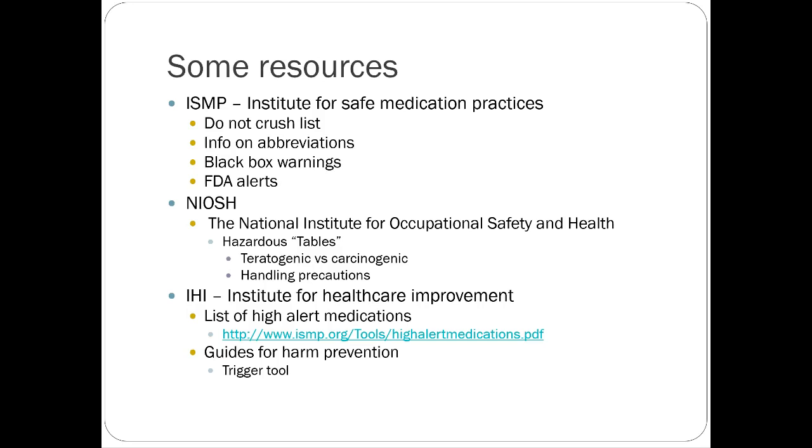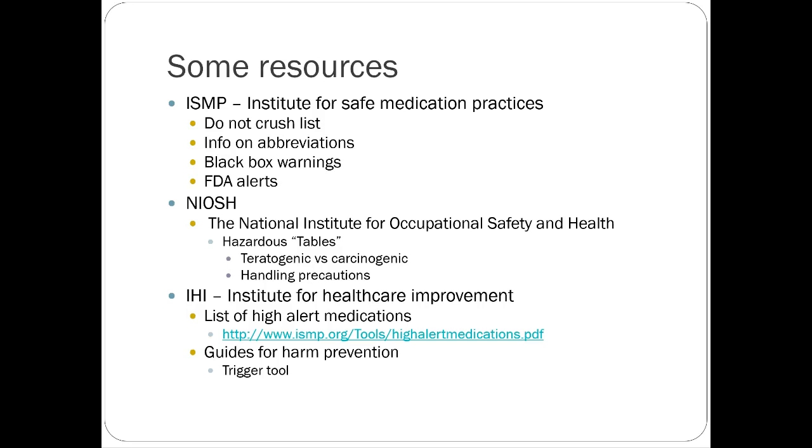NIOSH is another thing that is really important from the perspective of handling medications. NIOSH covers a bunch of things. It's the National Institute for Occupational Safety and Health, but there's a hazardous medication subset of this. You can Google NIOSH list. I don't think it's been updated from the government since like 2016, but they have hazardous tables. They break things down by teratogenicity, carcinogenicity, and just general handling precautions.